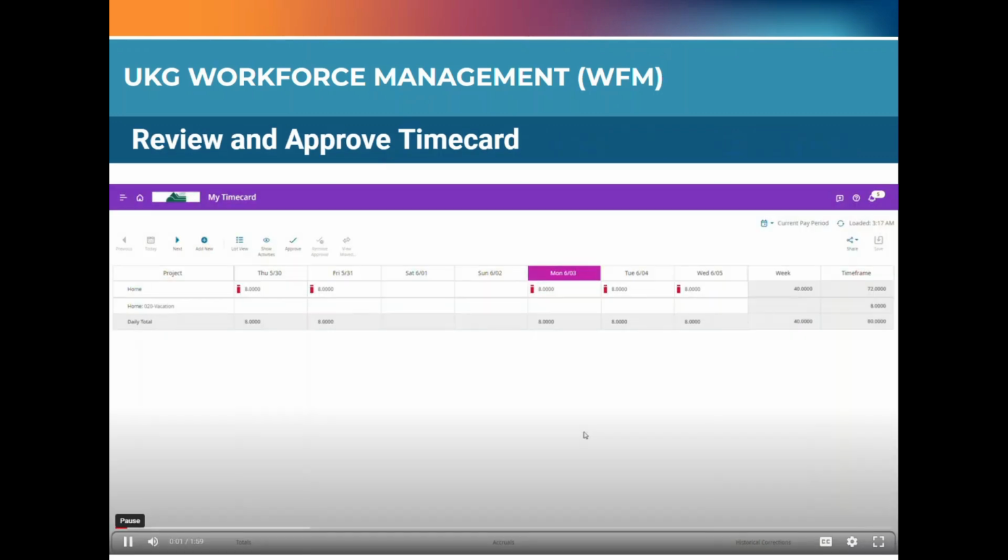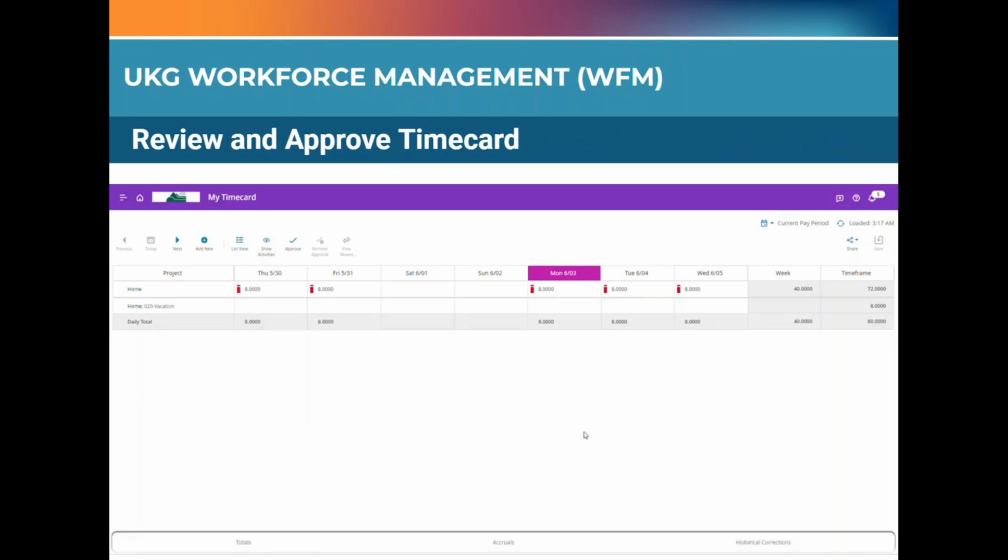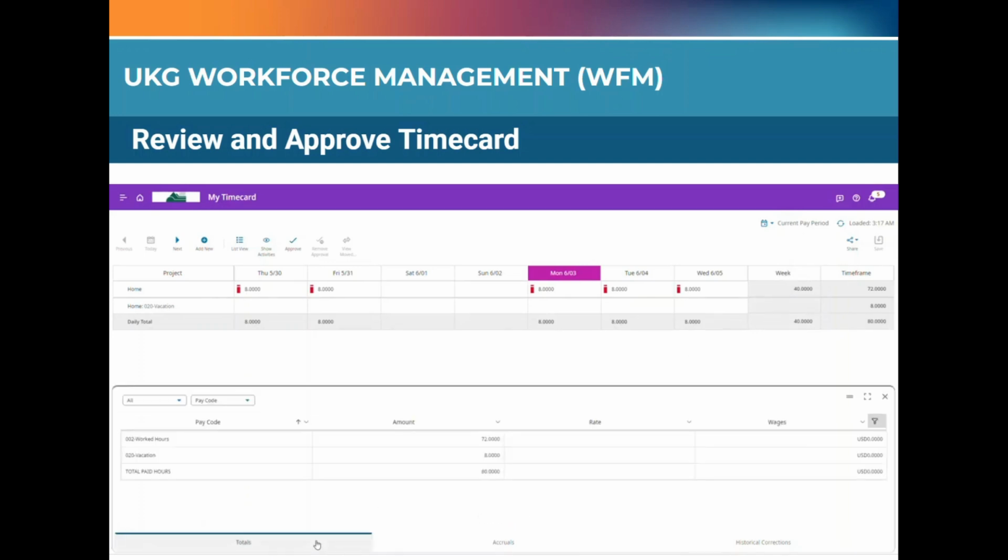Now let's see how we review and approve our time card. On the time card, look at the week column for each week of the pay period and make sure your hours are accurate. At the bottom of the time card, select the Totals tab. From the first drop-down menu, select the time frame in which you would like to view. All or daily are the preferred method. We're going to select all.